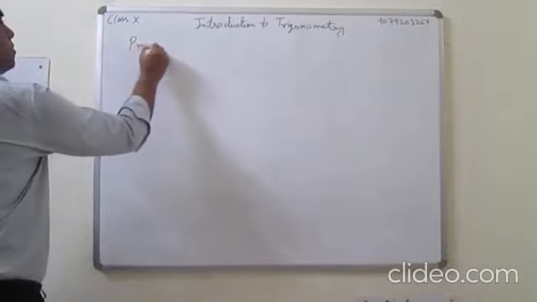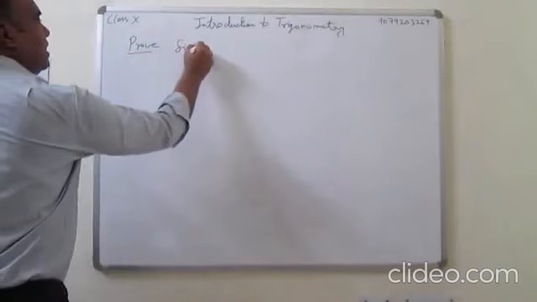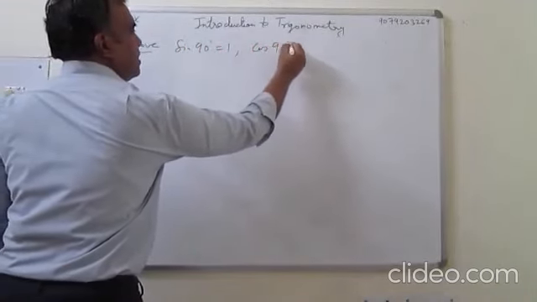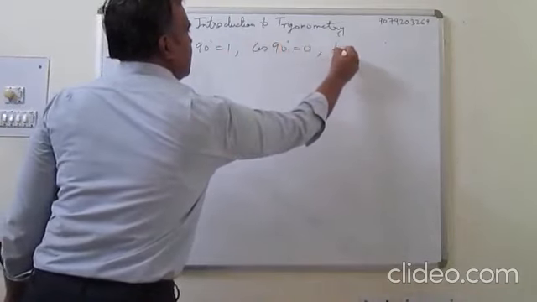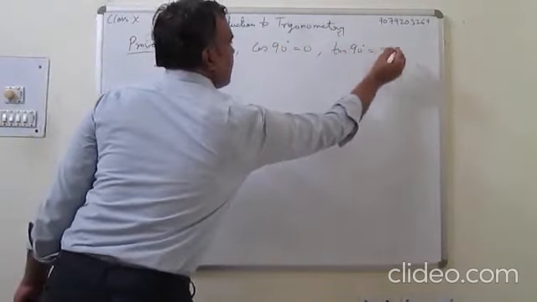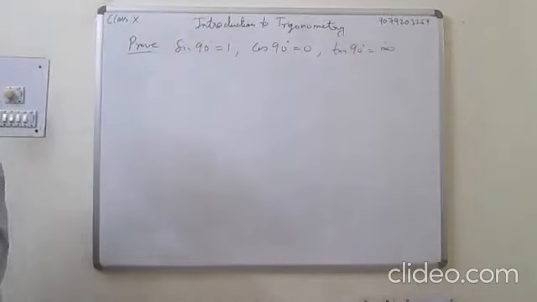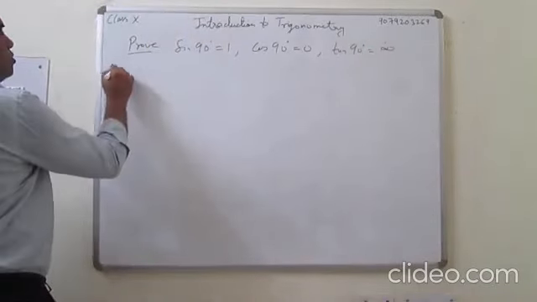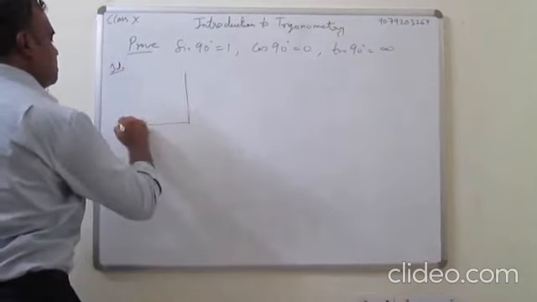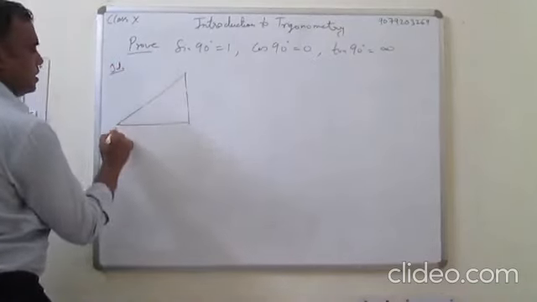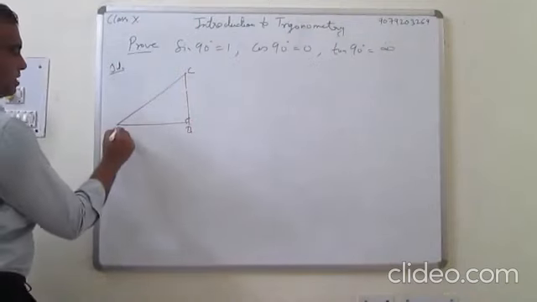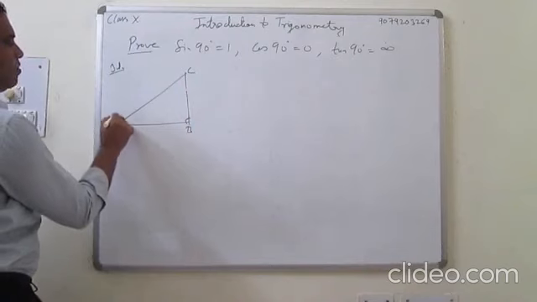Prove sin 90 is 1, cos 90 is 0 and tan 90 is not defined, infinity. Solution: let us take a right angle triangle ABC, right angle at B. This angle I want to be 90 degree.